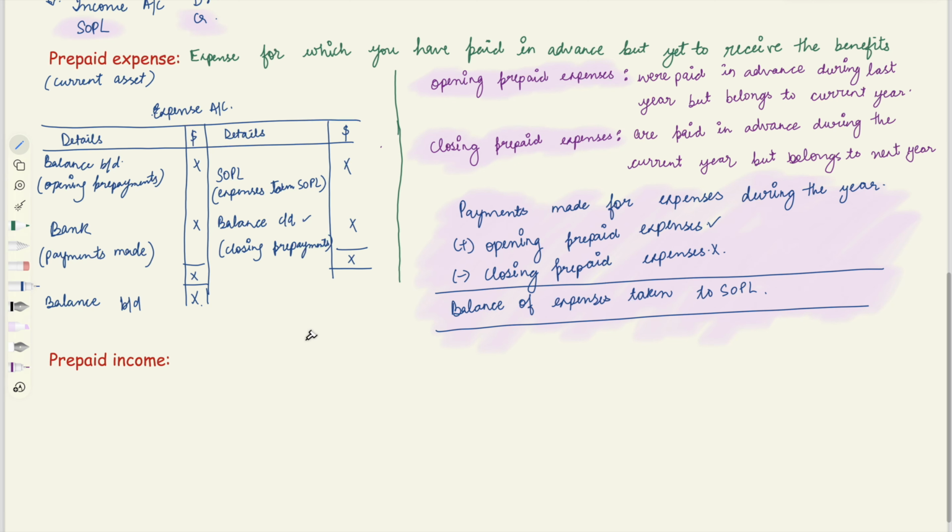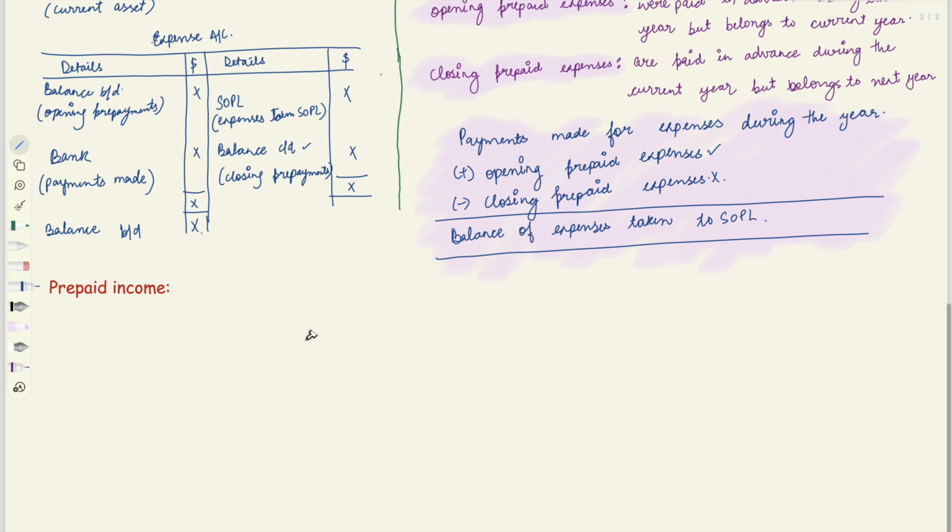In statement of financial position, it is shown as a current asset under other receivables. In your statement of profit or loss, you take the payments made during the year, you minus the closing prepaid expenses, and you add the opening prepaid expenses because that belongs to the current year. You will get the balance that you have incurred during the current year, and that will be taken to statement of profit or loss as an expense.